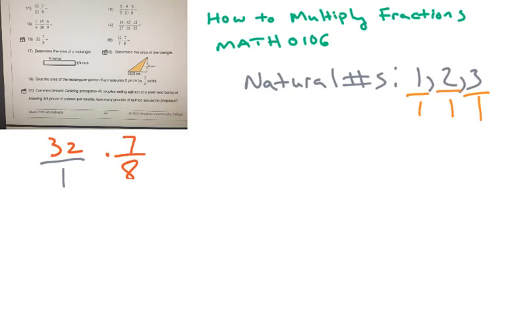So all I have to do now is ask myself how many times does 8 go into 32, and that's 4. So this just breaks down to 4 times 7, which is 28.